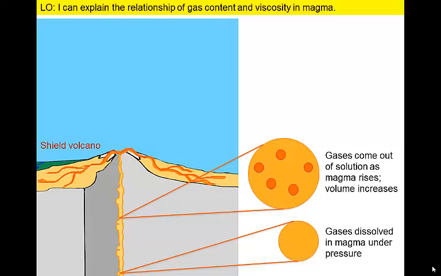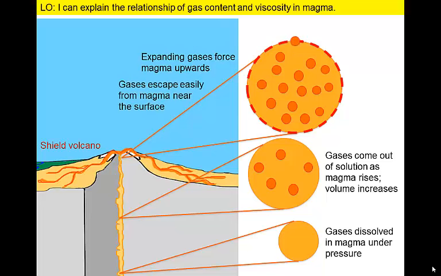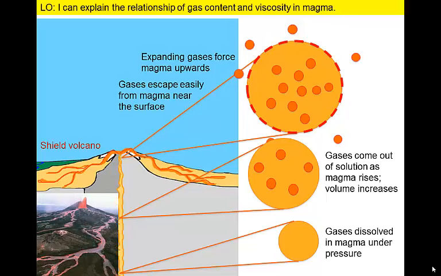Back to our consideration of gases and viscosity and magma. So gases drive volcanic eruptions, but gases don't escape from all magmas in the same way. Depending on the magma viscosity, gases can either get trapped in the rising magma or escape easily as the magma approaches the surface. Low viscosity magmas of mafic composition allow these gases to escape. Eruptions of these magmas are commonly associated with shield volcanoes and are characterized by flowing lava and occasional lava fountains.